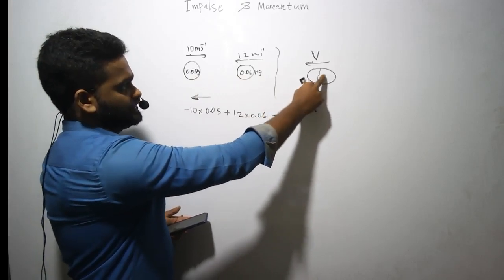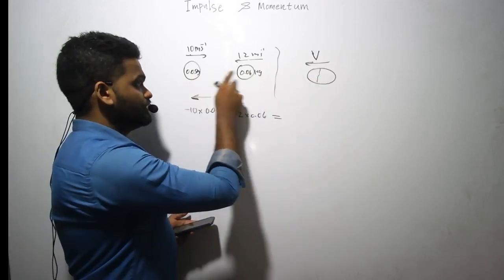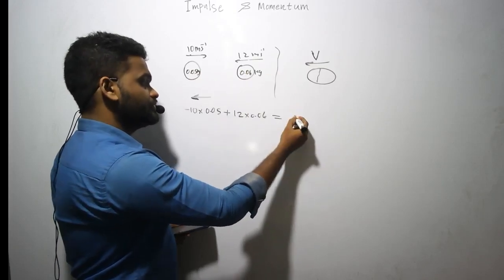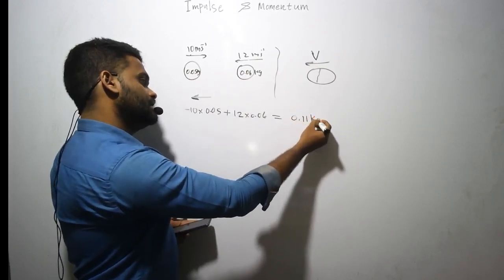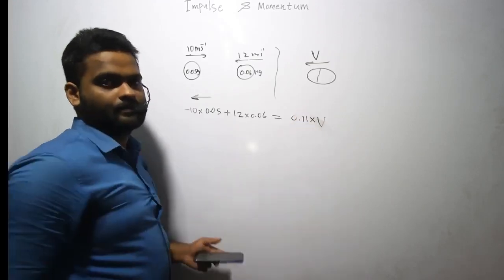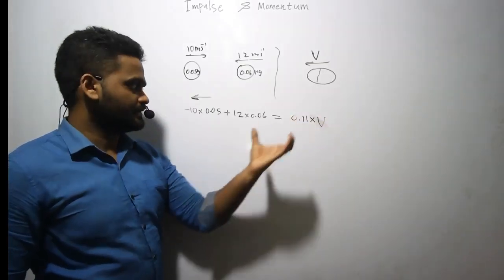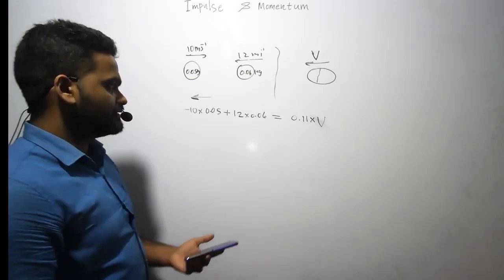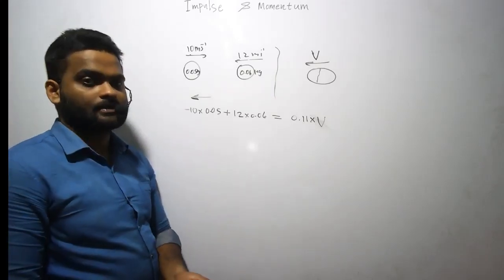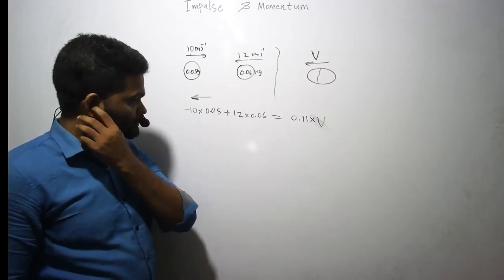total mass. Here they move together, so you can consider the total mass. 0.05, 0.06, so it should be 0.11 kilogram times V. Now just simplify that in order to find velocity. So this is a MCQ, so the simplification is going to be simpler, right? It's not going to be complicated.